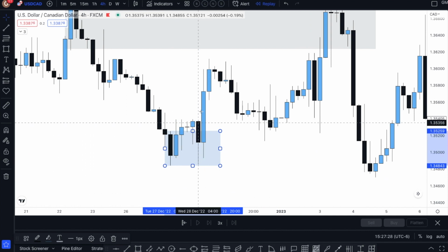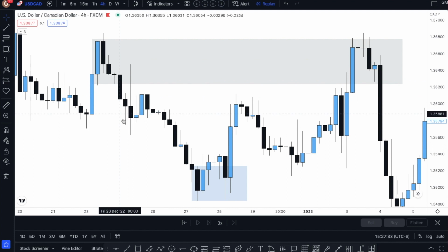Dipped into this level of demand, decided to rapidly come away. Now check this out. Price came down here, gave a pullback here. Now, because the market is fractal, and what I mean by that is you have different trends on different time frames. Right now, we're on a 4-hour time frame.